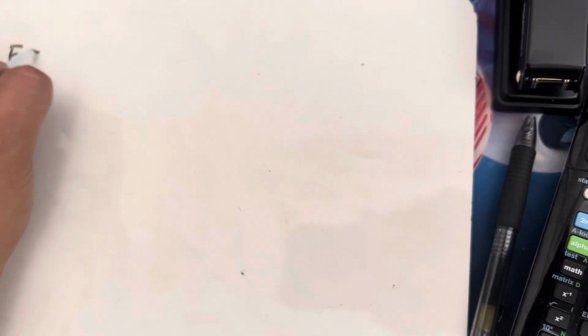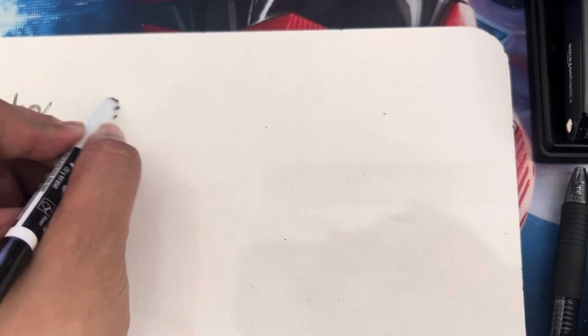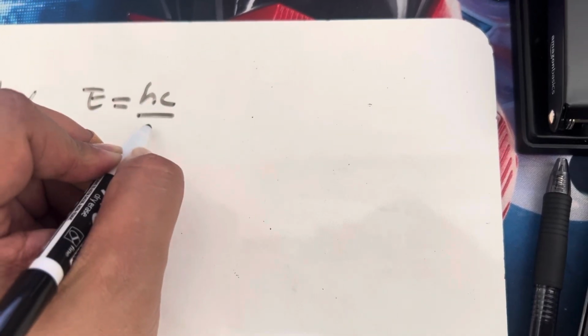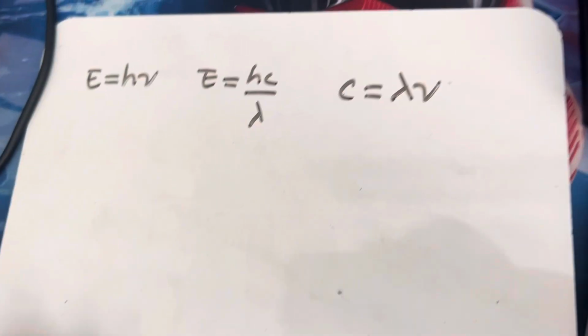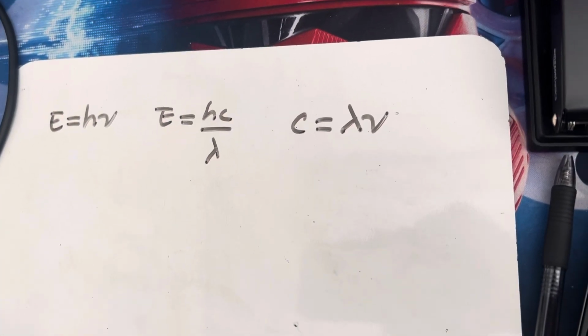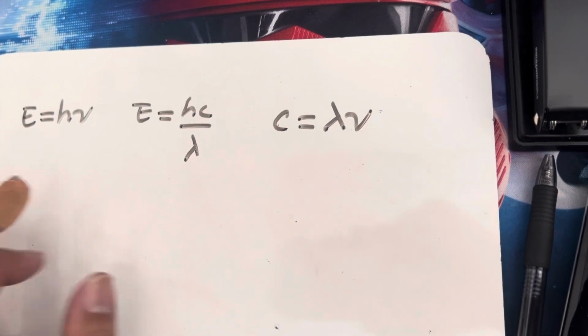This is a really brief video explaining how to isolate certain variables in our waves equation. So we know we have E equals h times frequency. We have E equals hc over lambda, and then c equals lambda times nu. The way that these are written out, you can solve a lot of things.